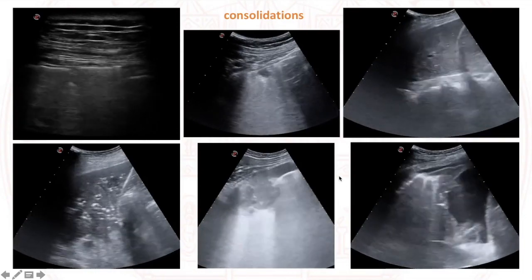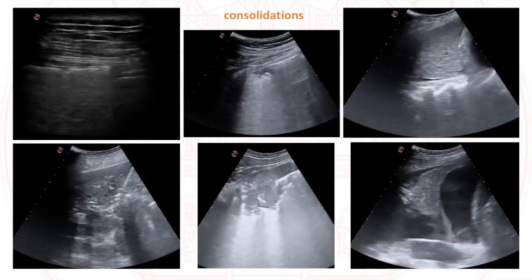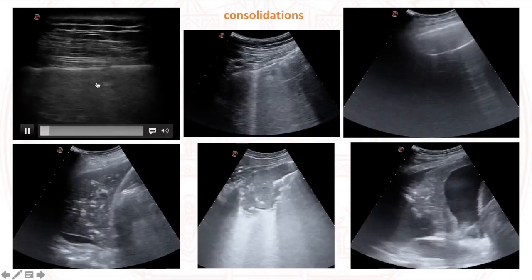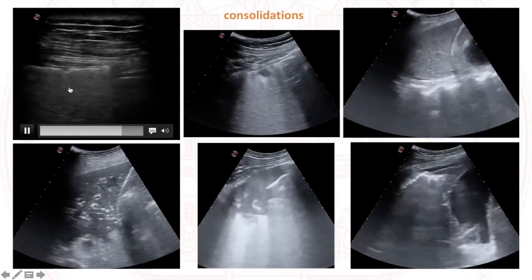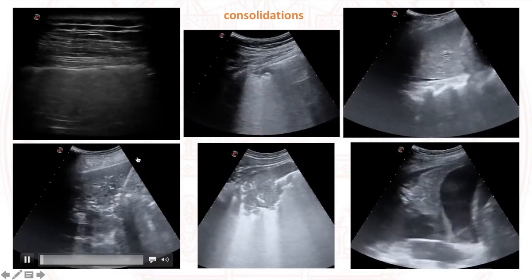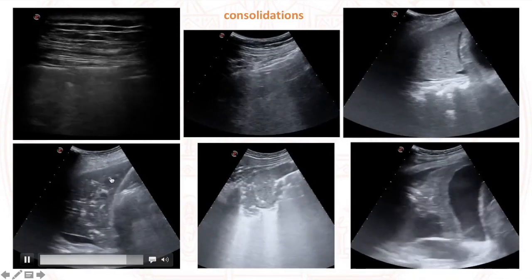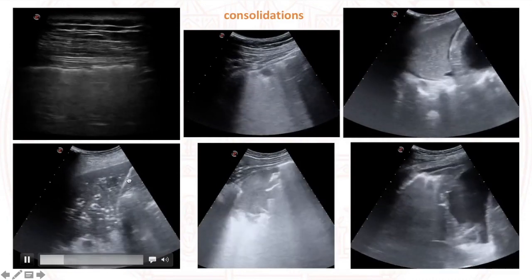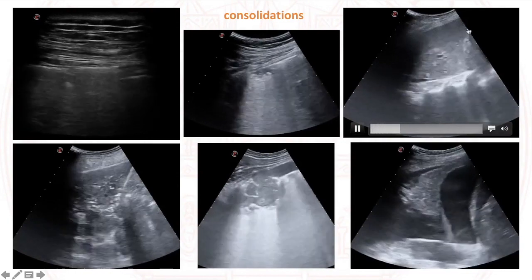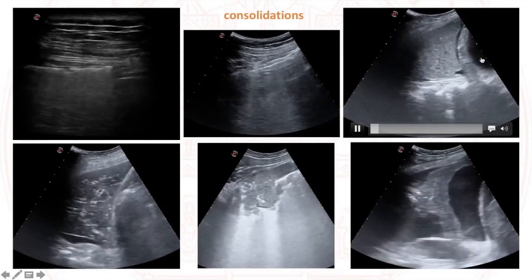Some examples of consolidations, which are parts of the lungs which have totally lost their air content. Here you see a very small consolidation at the subpleural level, and here you see a very large consolidation involving all the base of the lung. You see this is the lung, which totally looks like the liver, which is here. The same image you could appreciate here. This is the lung, and this is the liver, so very similar.